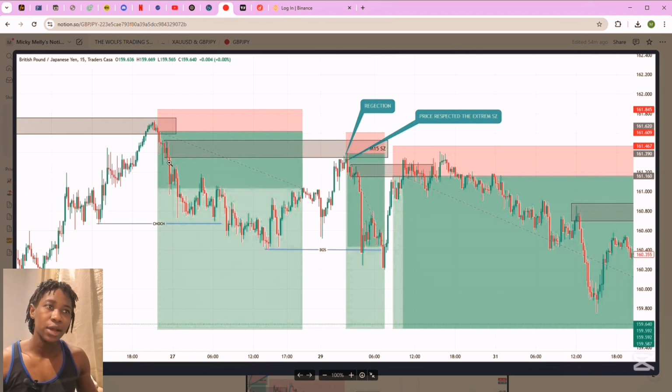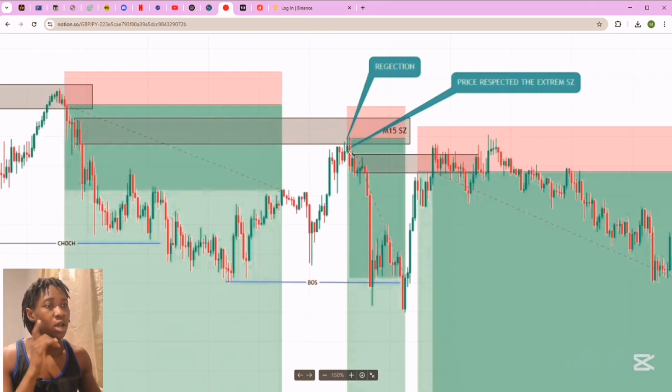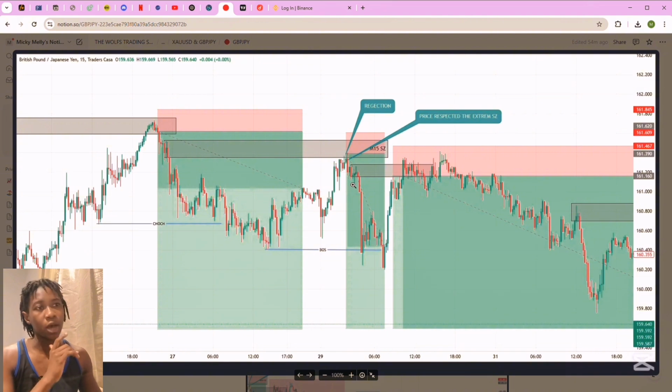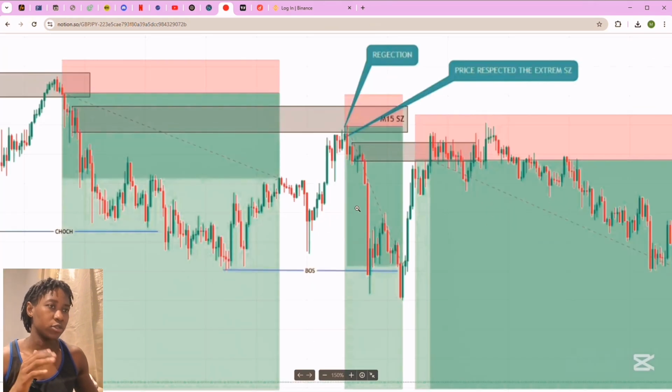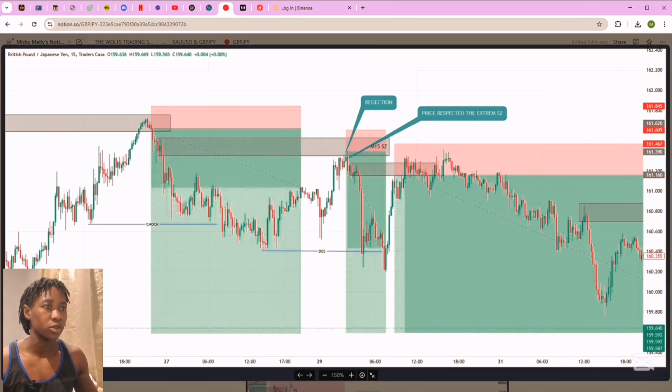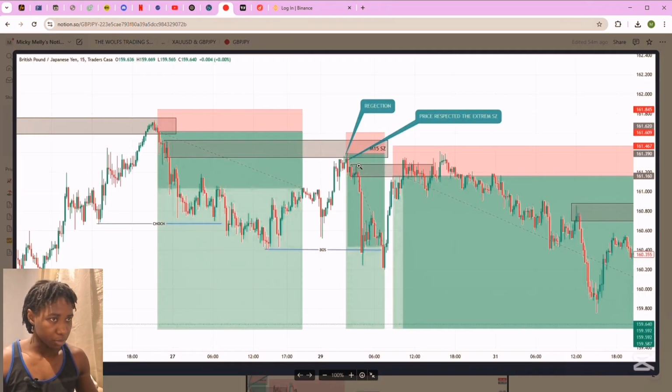So once I see that rejection inside the zone, I was like, bro, this is a trade. So I took it. I didn't hesitate, and I took the trade. Once I saw that engulfing candlestick, this particular engulfing candlestick, I was so comfortable with this trade because of the engulfing candlestick.